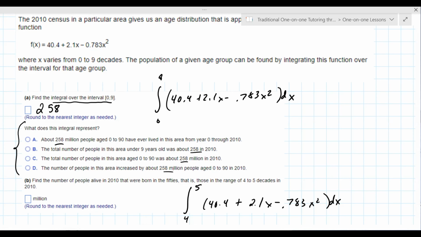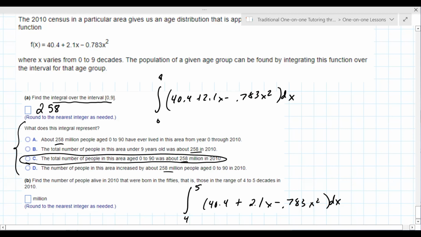Aged, is age distribution. Total number of people in this, it looks like it's C. That's also what I was thinking. Okay. I mean, there's no more math. It's just an interpretation, and it even sounds reasonable.